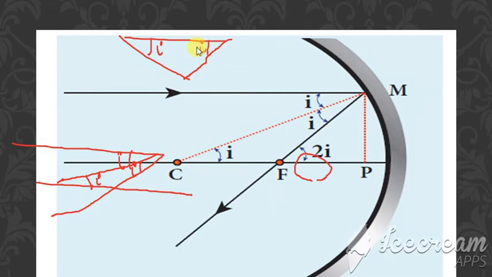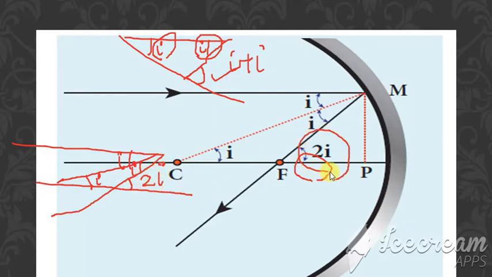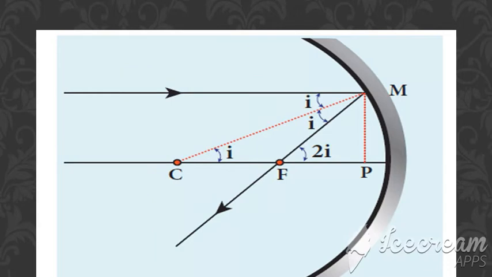How to find the exterior angle in this? We know the property: the exterior angle is equal to the sum of opposite interior angles. So this can be written as I plus I. So I plus I is what? 2I, and so here the angle becomes 2I. So that is what is written here as 2I. Clear with this? So this angle and this angle are equal, so these are the opposite angles, then the exterior angle is equal to the sum of opposite interior angles. So we are writing this as 2I in this.